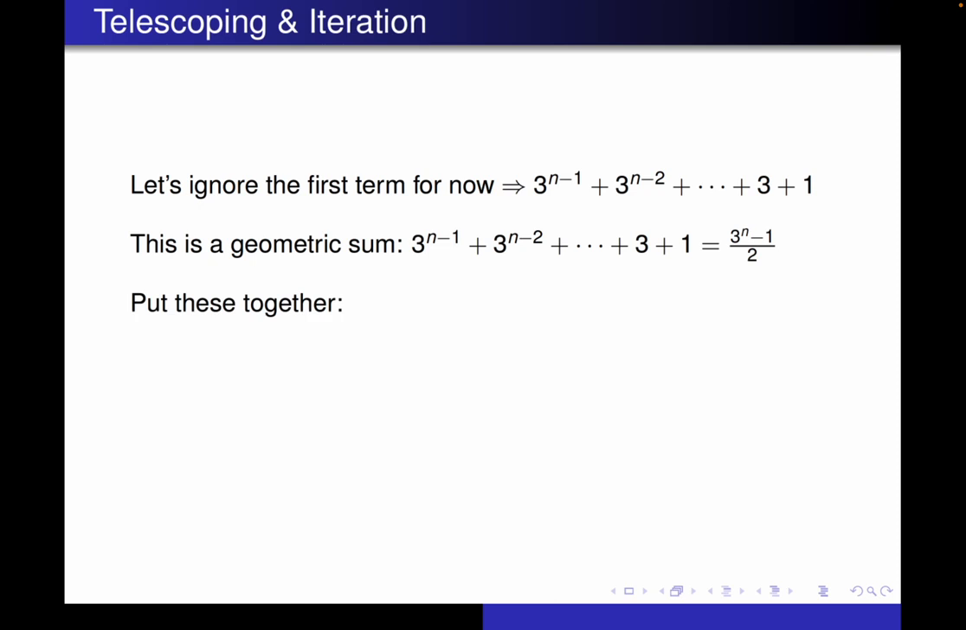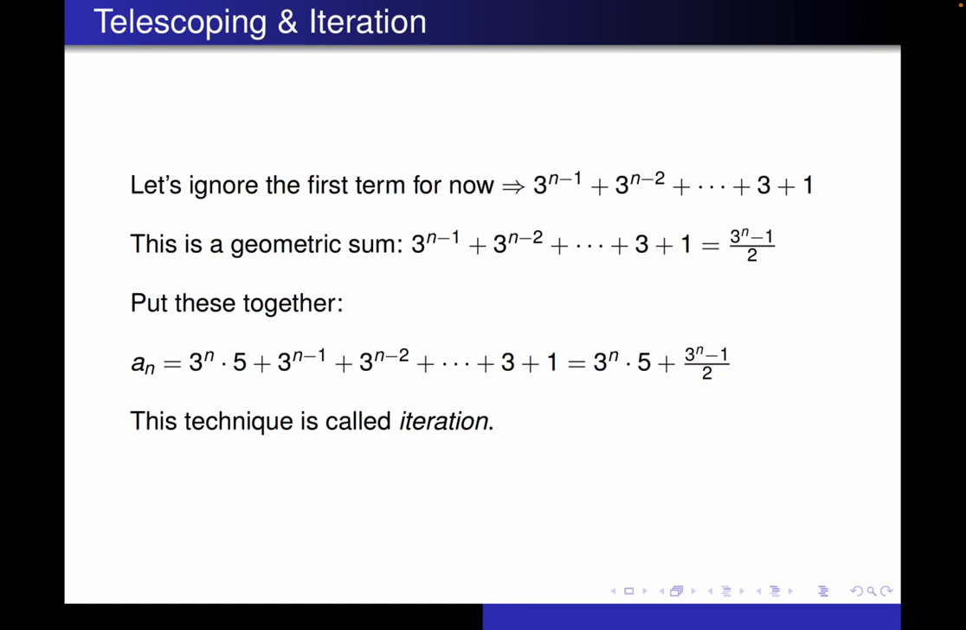And now that we have that, we can put that together with the entire expression for an. Remember, our an was 3 to the n times 5 plus that geometric sum. Okay? So we're going to leave that 3 to the n times 5 alone. We're going to replace that geometric sum with the formula we just found, and we get 3 to the n times 5 plus (3 to the n minus 1) over 2, which is a nice closed formula for our sequence. So this technique that we use by looking at different terms and finding patterns is called iteration.